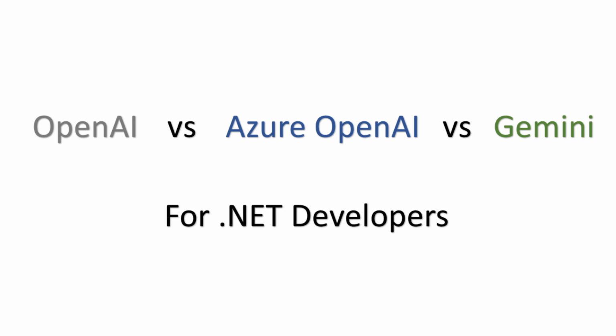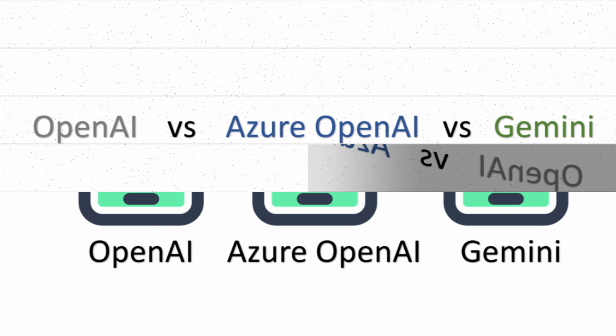Hello everyone, if you're learning AI with .NET you've probably heard about OpenAI, Azure OpenAI, and Google's Gemini. They all look similar. They all generate text. They all have APIs. So, which one should you actually use? By the end of this video you'll know exactly when to use each one.